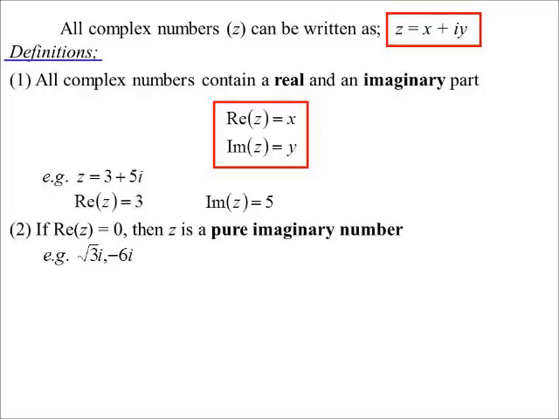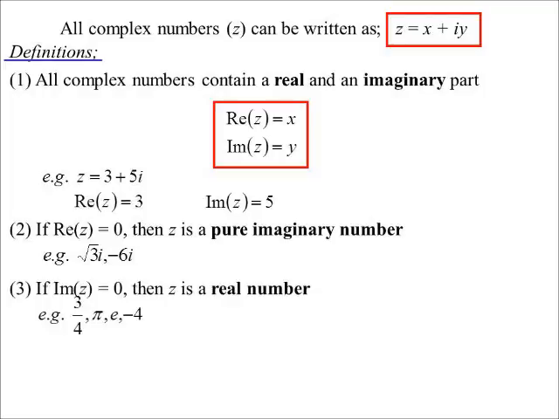If the real part is equal to 0, then that's what we call a pure imaginary number. It has no real part to it. Examples, the square root of 3 i, minus 6i. Anything with i would be a pure imaginary number. And if the imaginary part is 0, as I say, that's what we're used to dealing with, and that's what we've been calling real numbers.